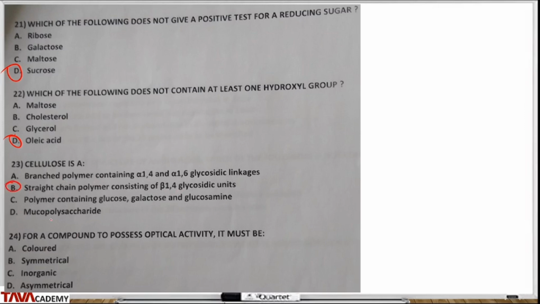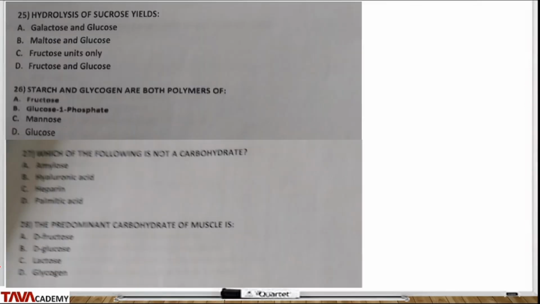And question 24 says, for a compound to possess optical activity, it must be symmetrical. So that's the best option. It must be symmetrical, option D. Question 25, hydrolysis of sucrose will yield fructose and glucose. That's question 25.